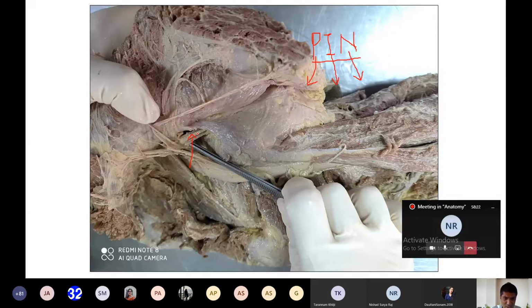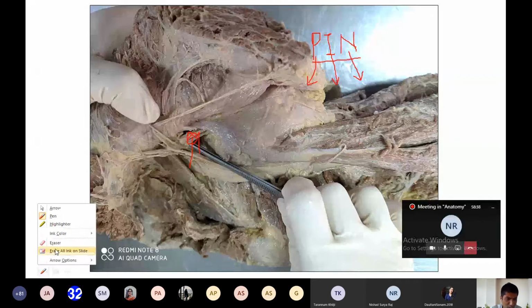We will not arrow only the pudendal nerve, we will arrow the whole structure like this. You can write pin structure together, at least for this online examination. So this one is the pin structure. And then in the tail question, we'll arrow like this and you can say pin structure.